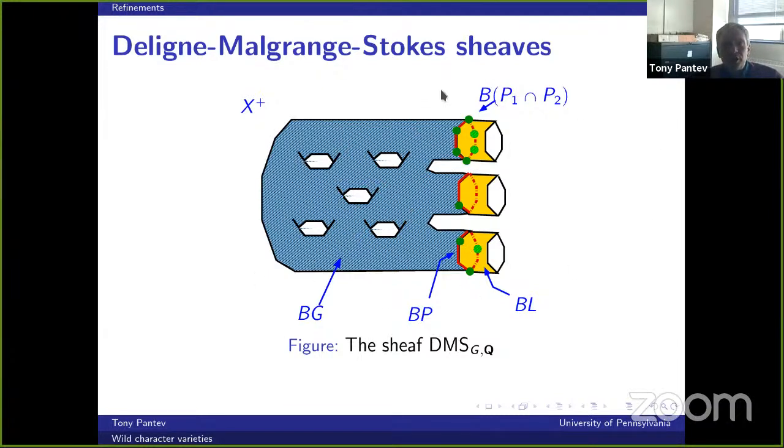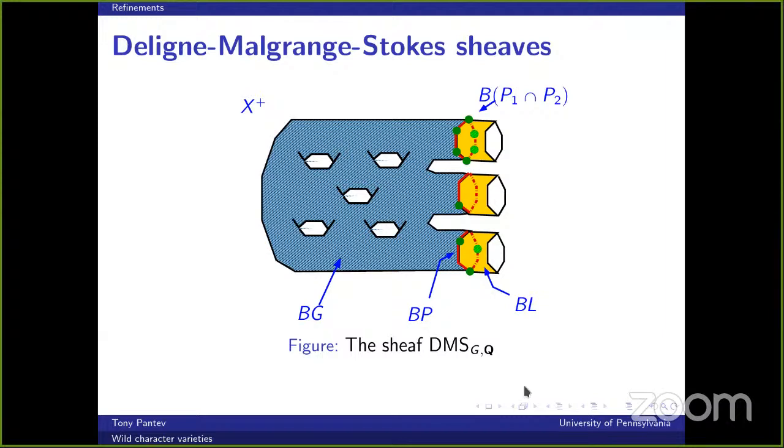So the constructible sheaf of stacks that you need in order to understand the Linmogram-Stokes, the Stokes G local systems of irregular type Q, is governed by this type of stack. And Ezra had a question, so maybe I'll stop for questions now.